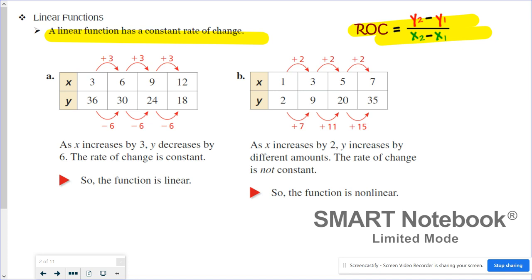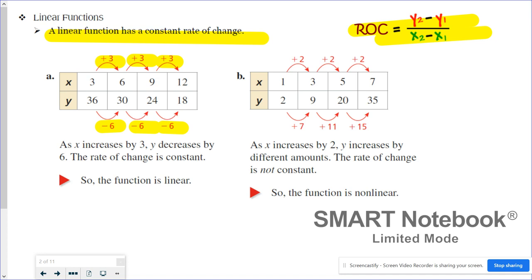also look to see how the x values are changing and how the y values are changing, and is it constant? So as you can see in the table on the left, as x is increasing, our x values are increasing by 3 each time, and the y values are decreasing by 6 each time. So that is a constant rate of change, okay? And we can calculate it by going -6 divided by 3 is -2, but no matter what, there's a constant rate of change, which means that table represents a linear function.